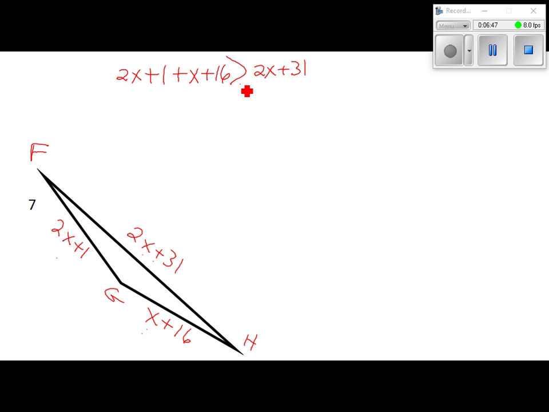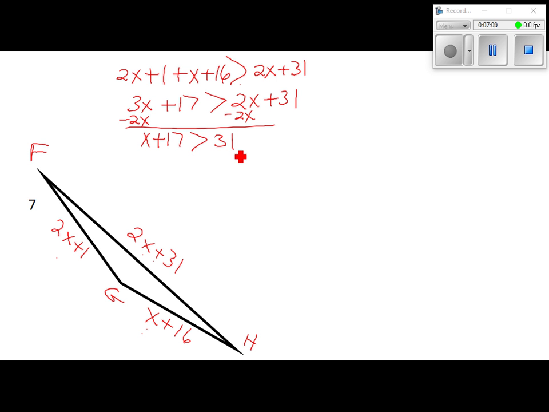Here I'm going to do this sort of quick. Combine the x's, we get 3x. Combine the 1 and the 16, we get 17. That should be greater than 2x plus 31. We move the 2x over to this side, which means we subtract off 2x. We end up with x plus 17 is greater than 31. Subtract the 17 on both sides, and we end up with x is greater than 14. So right now we know that x has to be bigger than 14.